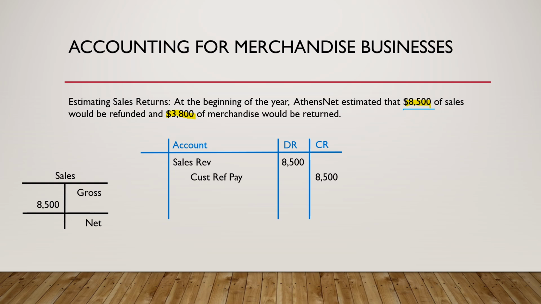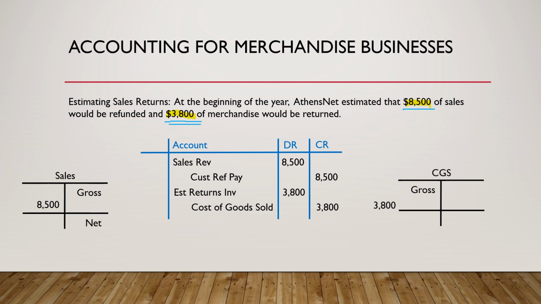Next, record the dollar value of inventory expected to be returned. Debit estimated returns inventory and credit cost of goods sold for $3,800. The credit to cost of goods sold has the same result as the debit to sales. It reduces cost of goods sold to the net amount of merchandise we think we've actually consumed.